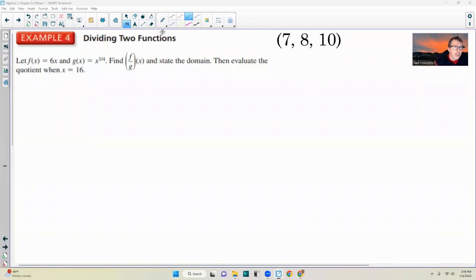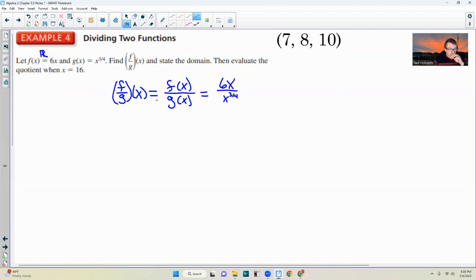Example 4 is dividing two functions. We've done addition, subtraction, multiplication. Now here's division. So we're going to divide f over g. So I'm going to say f over g of x equals f of x divided by g of x. I'm going to go horizontal here. F of x is 6x. That is a line. So the domain of f of x is the set of all reals. And then the domain of g of x is x to the 3/4.